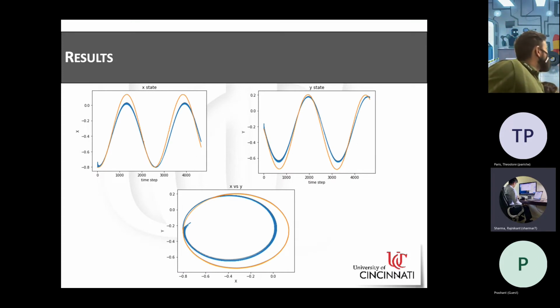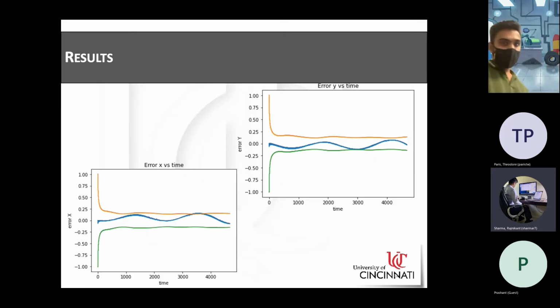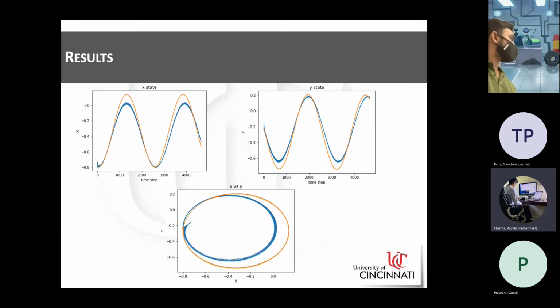The first plot shows the X position with respect to time. Which one is which? The orange one is the true state values, and the blue one is the estimated values. And that is for Y, and this is between X and Y position. So was there any update happening here? It's happening. Okay.